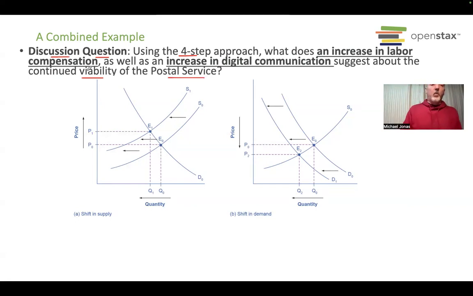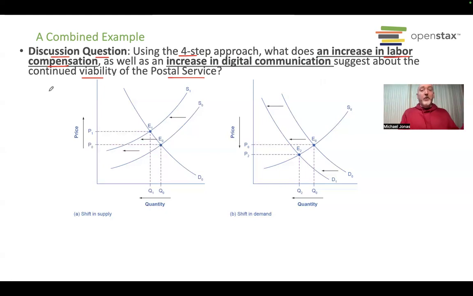Okay. Well, let's take these one at a time, right? So we should recognize that an increase in labor compensation, so an increase in wages, and I could see why this would be a little bit confusing, but that is going to be considered a supply effect. If the Postal Service, along with everybody else, has to pay a higher hourly wage in the production process, that's increasing the cost of production, increasing marginal cost, and that's going to be a supply shift, a decrease in supply.